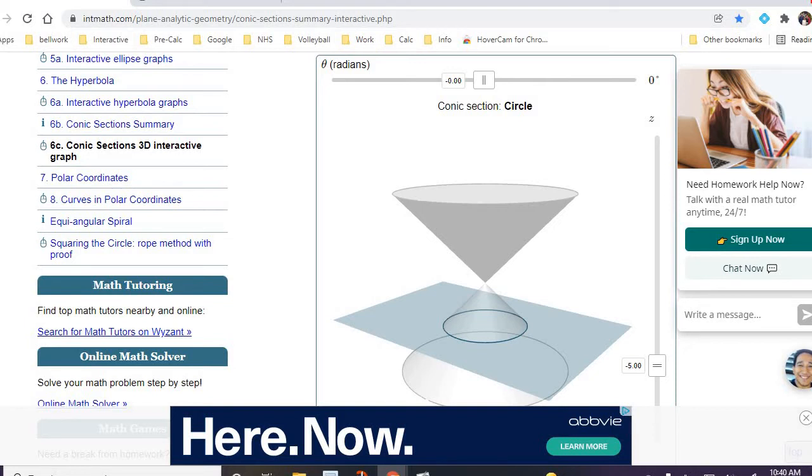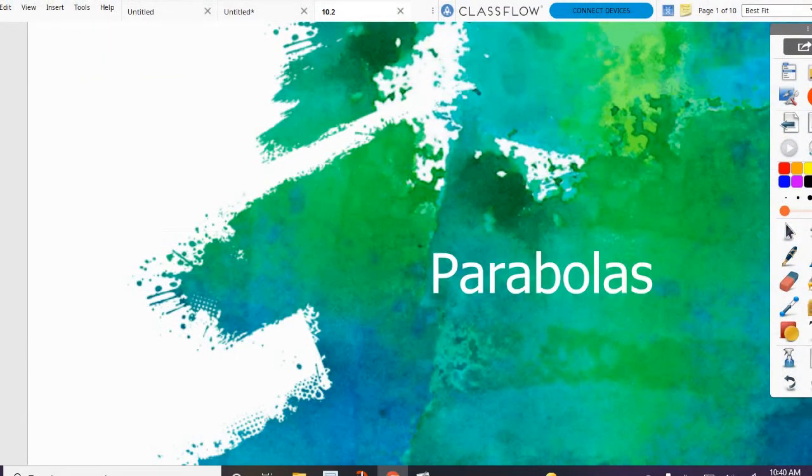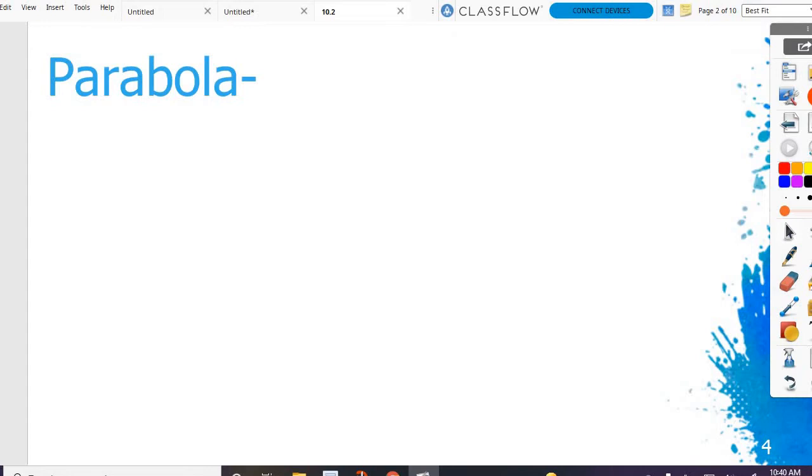So we've talked about parabolas in the past, but we are going to think about them a little bit more using a geometric idea instead of a function type of idea. So, does anybody know what the definition of a parabola is? Yes, no, maybe.